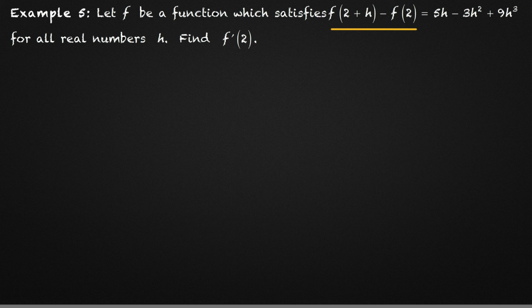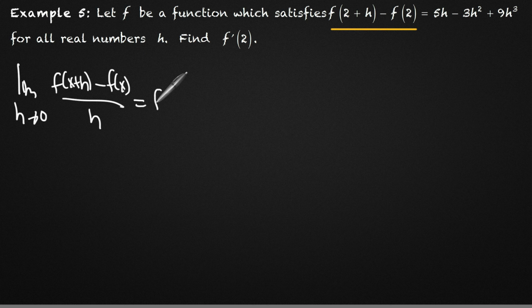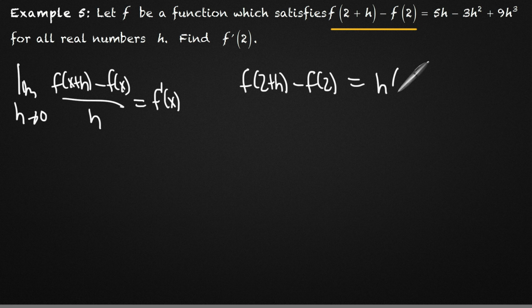So the question becomes now, is there a way for us to manipulate this equation so that we can make it look like this? Let me write this down. Limit as h approaches 0, f of x plus h minus f of x over h. And we know that that is equal to our derivative f prime of x. Well, let's just see what we have here. We have f of 2 plus h minus f of 2. And let's see if we can factor out an h here. Okay, let's see. We factor out an h. We get 5 minus 3h plus 9h squared.